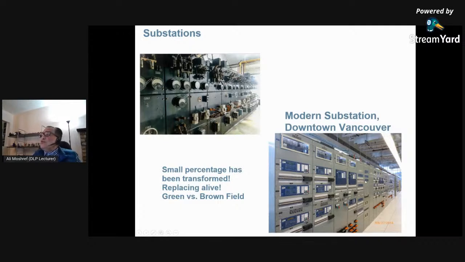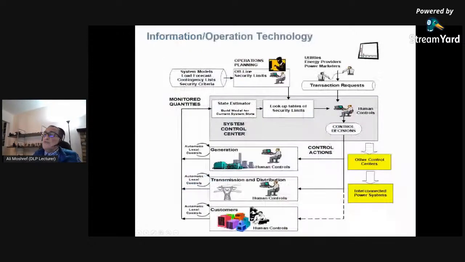Here is a fully digital substation, which was commissioned in 2014, six or seven years ago. But it's quite an advanced substation. So these are the changes we can see. You will also see how information and operation technology have changed and brought everything together.